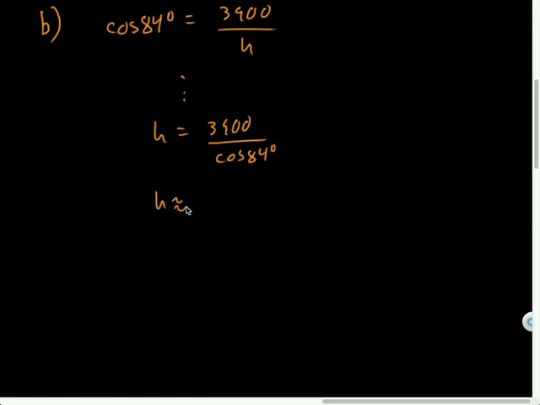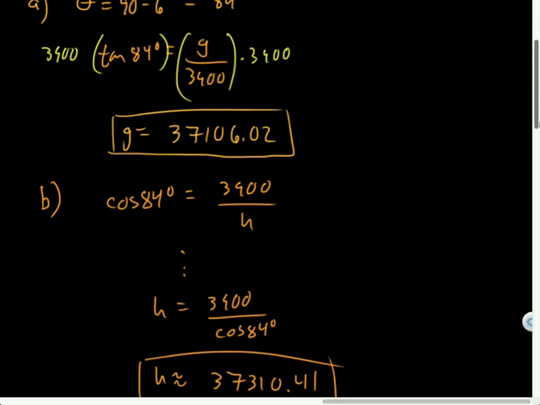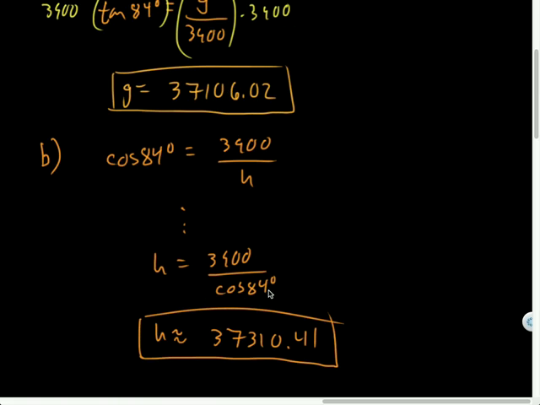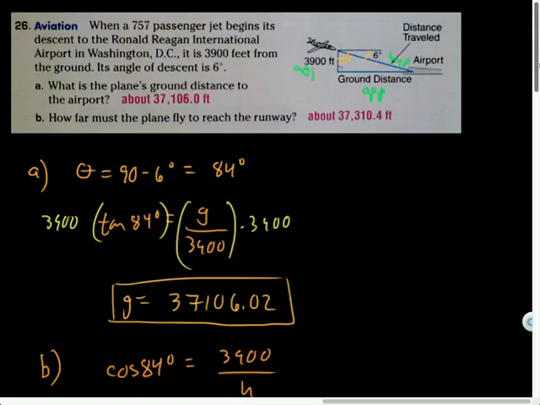So H is going to be approximately 3,900 divided by cosine 84, which is 37310.41. Now, this being the hypotenuse, I would expect it to be longer than all of the other dimensions. Yeah, it's longer than that, and it's longer than that. Not by much in this case. I guess this was a really big angle. This triangle is definitely not to scale. It'd probably be much more of a sliver comparatively.